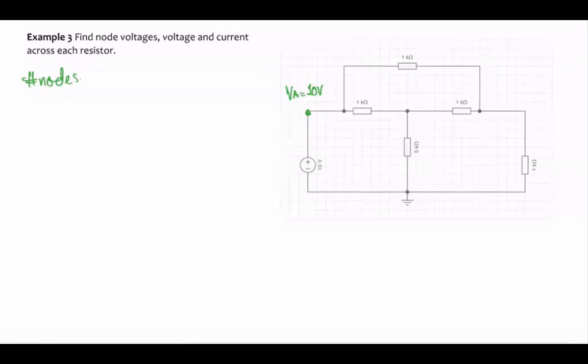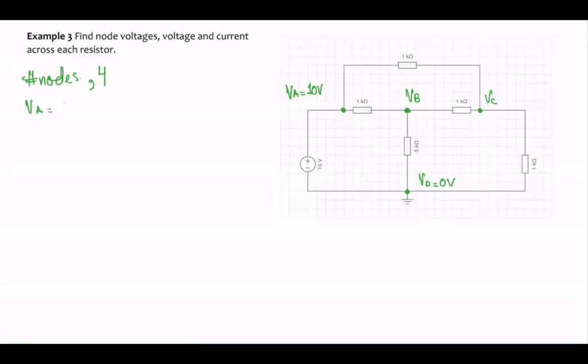This is going to be another node right here, and I'm going to say this is my VB, okay? There's another node right here. I can also just use this dot node right here, which is already VA. VA equals 10. VB, this is VC, and then this is your VD. Remember, VD is going to be 0 volts because it's connected to the ground. So VA, VB, VC, VD. So we have the number of nodes: four.